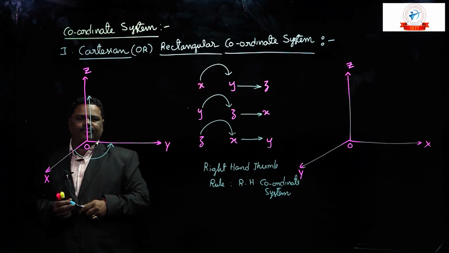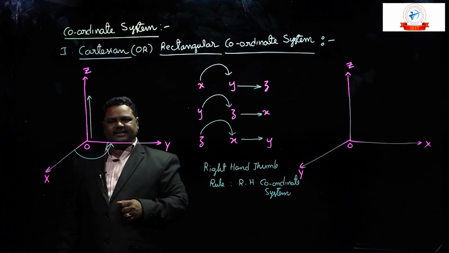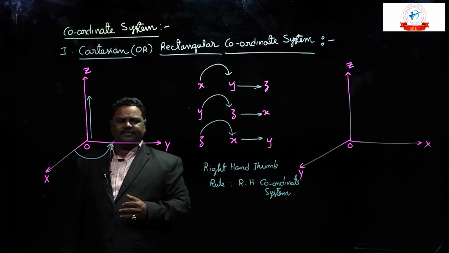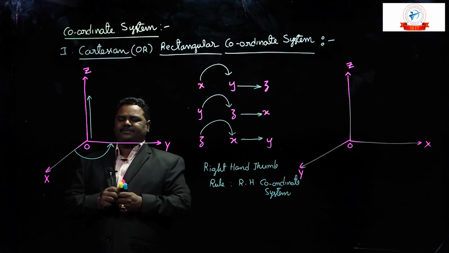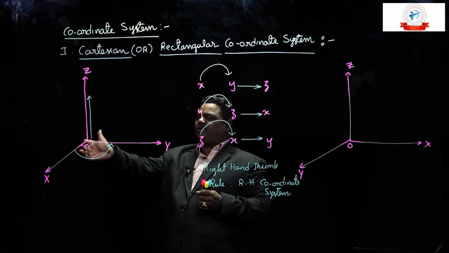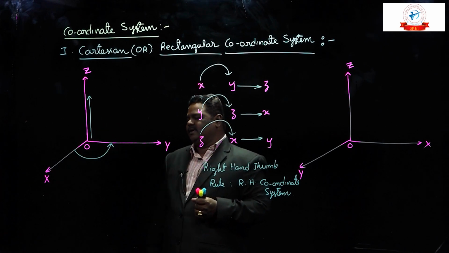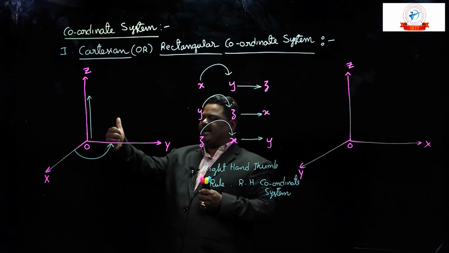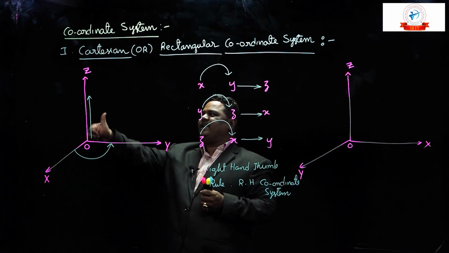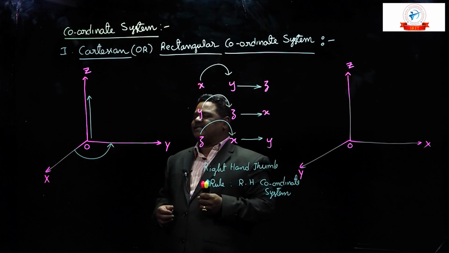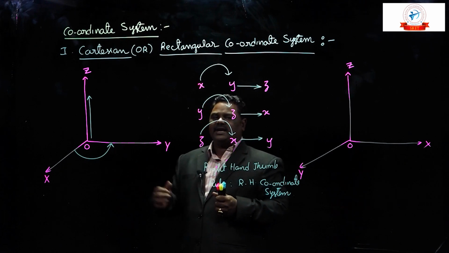So when this rule is satisfied with the help of right hand thumb, it is called a right-handed coordinate system. When the same rule is satisfied with the help of left hand thumb, then it is called a left-handed coordinate system. So now just observe this one. So here take the right hand. So here if these four fingers' rotation indicates x to y rotation, and the thumb indicates z direction, then it is called a right-handed coordinate system. If it satisfies the left hand thumb rule, then it is called a left-handed coordinate system.